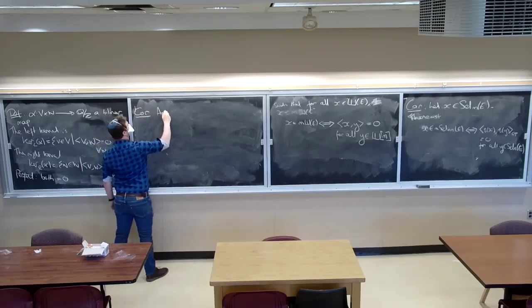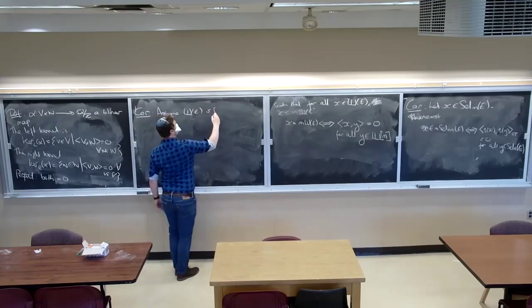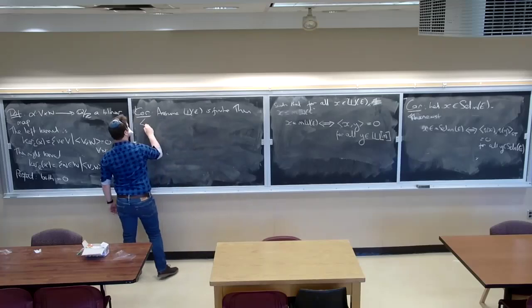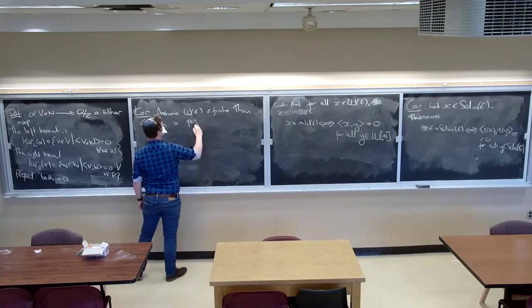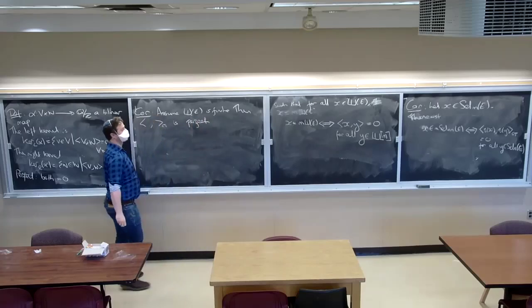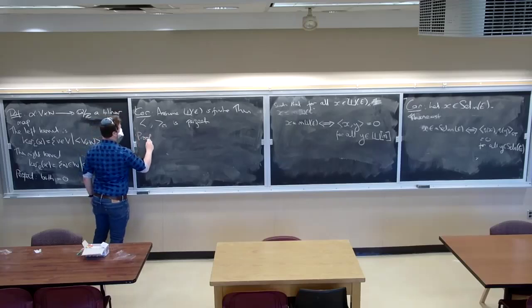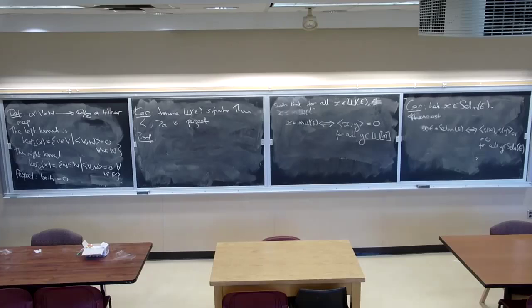So assume that the Tate-Shafarevich group is finite. Then the Cassels-Tate pairing is a perfect pairing. So it has no left kernel and no right kernel. I'll prove that it has no left kernel, and I'll leave the right kernel as an exercise.